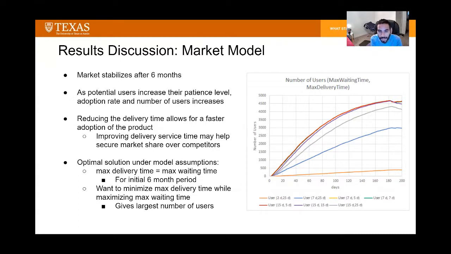Reducing the delivery time allows for a faster adoption of the product also. And this is beneficial because implementing changes to the delivery service is easier. And it is a good idea to use this external factor to secure a portion of the market, especially if products from other competitors are just as good. Finally, the ideal solution under the model assumptions is to have the maximum delivery time equal to the maximum waiting time.